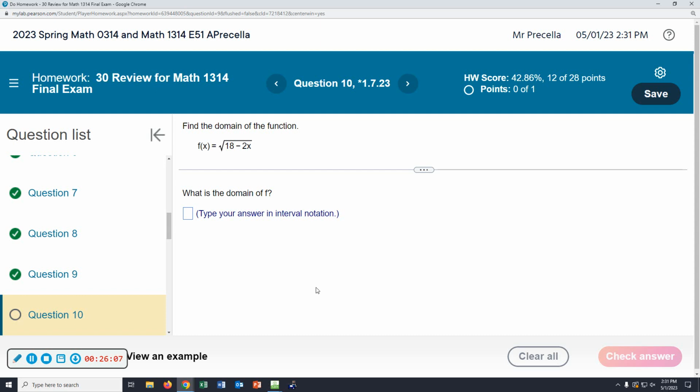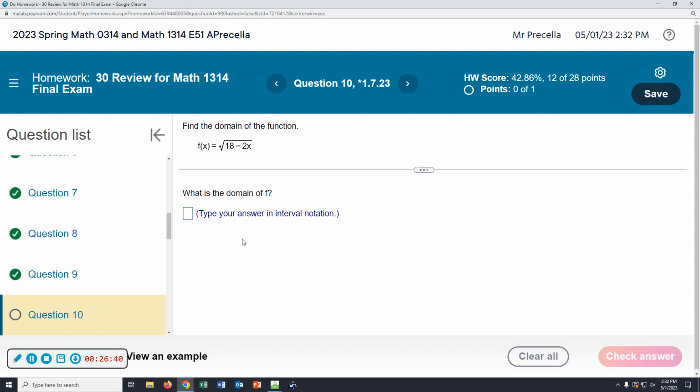Another domain. Now's your chance to say it, when you said it a while ago. What do we not want on square roots? We don't want negative numbers under that square root. F of x equals the square root of 16 minus 2x. And they want us to find the domain.